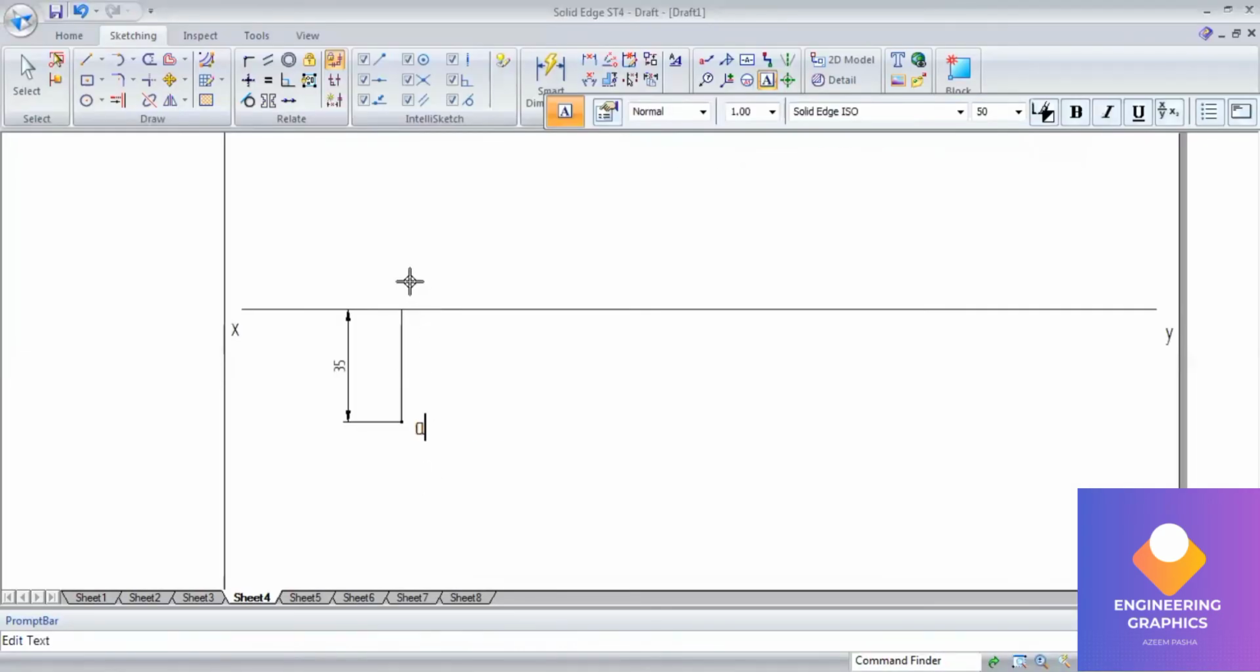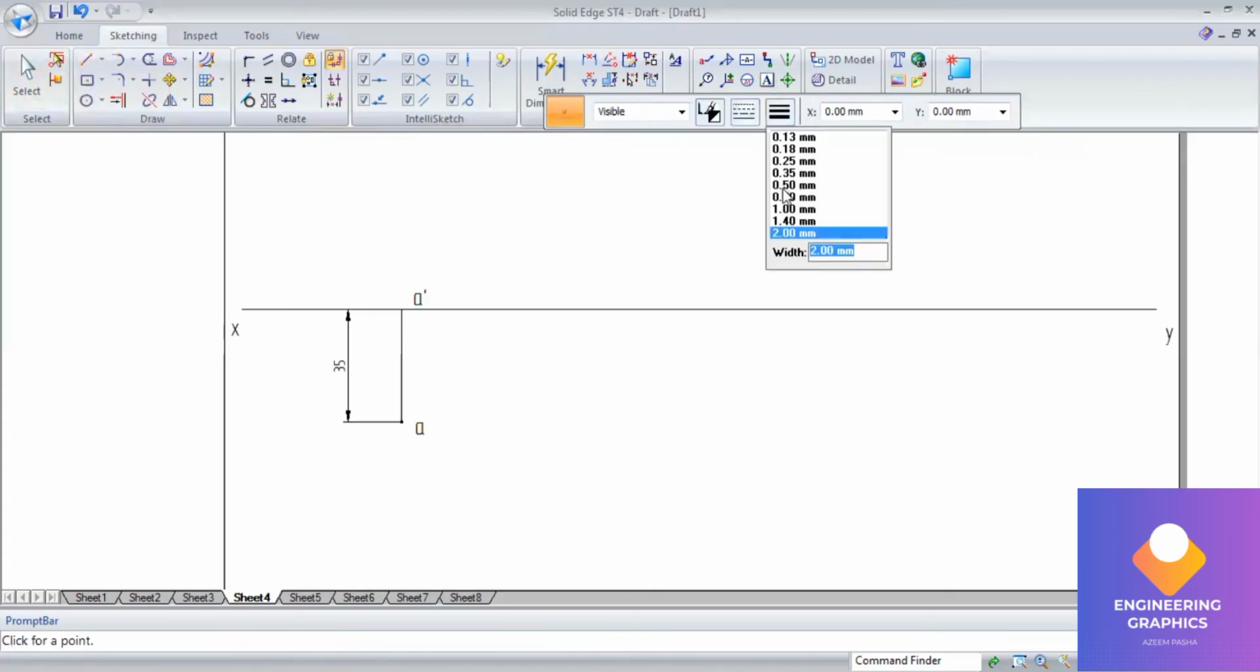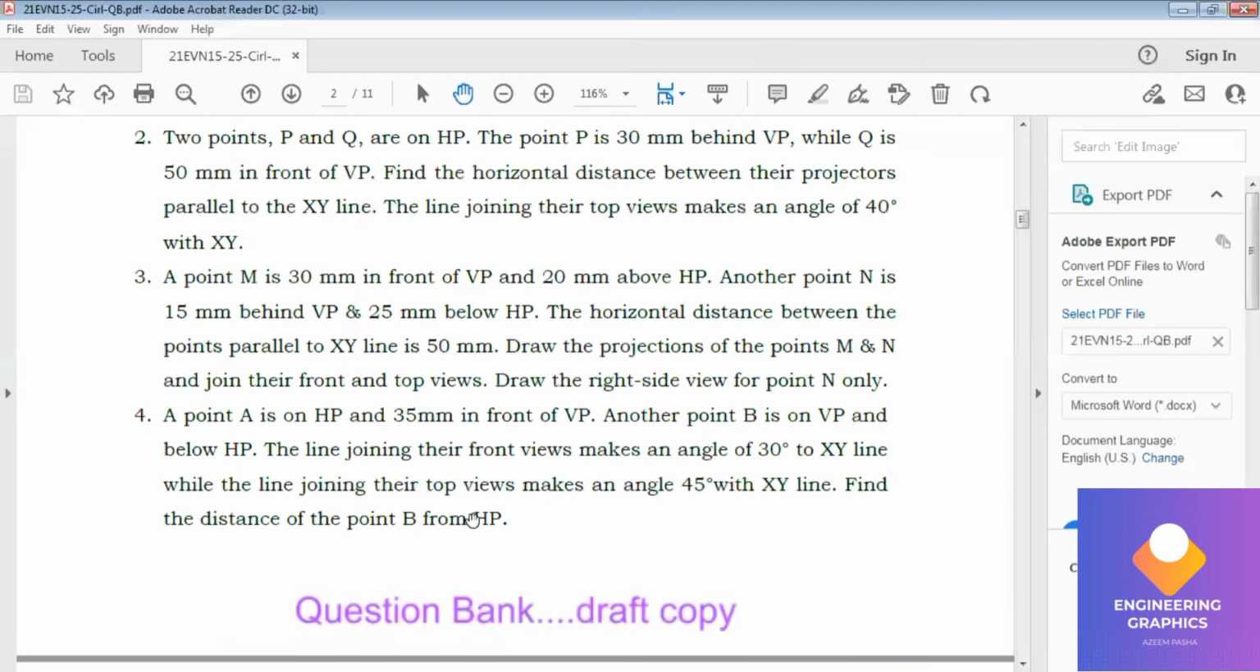This is A and this is A dash. Okay. On HP means it is nothing but your front view. Okay, the line joining their front views makes an angle of 30 degree to XY line. That is, we should draw the 30 degree angle line to the XY here.